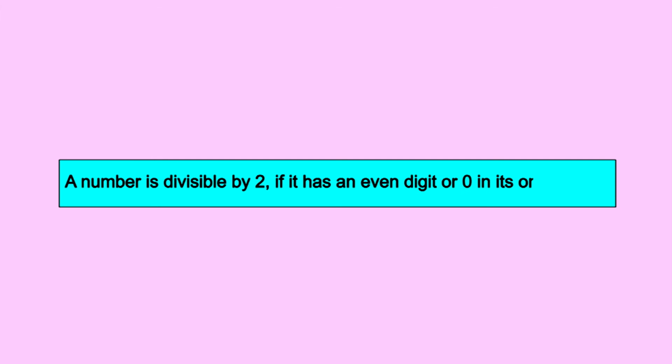a number is divisible by 2 if it has an even digit or 0 in its ones place. Examples: 92, 78, 186, 310, 944, etc. are divisible by 2.